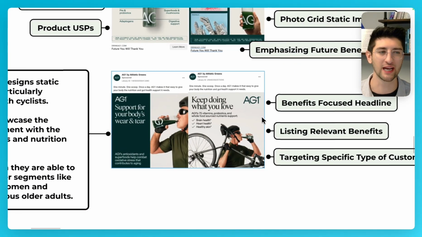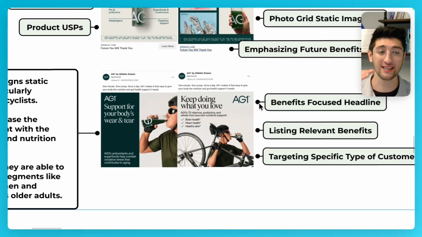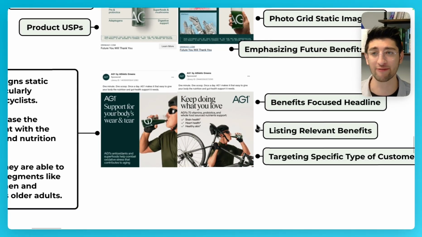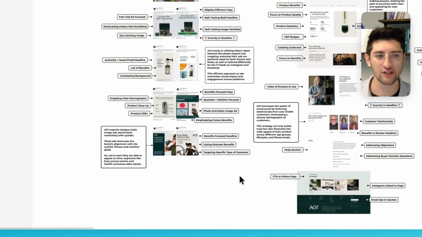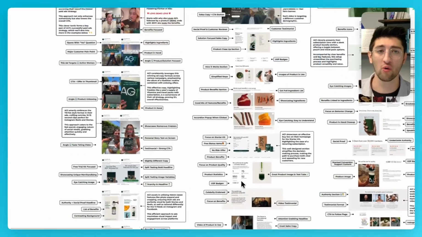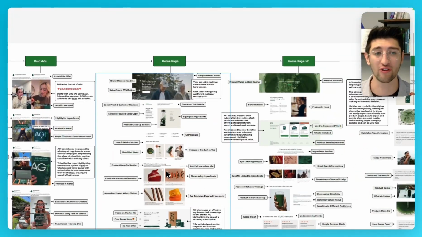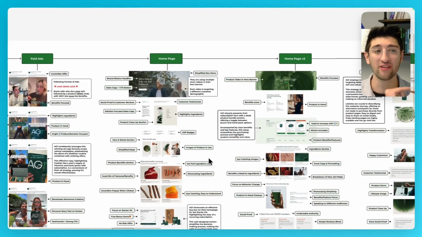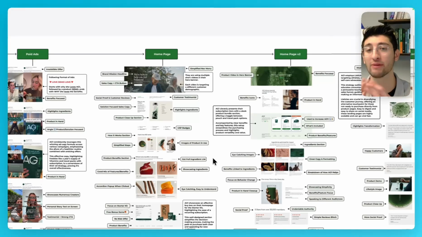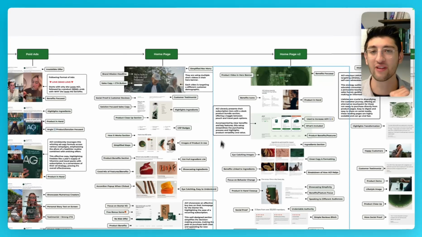And then we're going to do another example for the benefits-focused ad, which lists out relevant benefits and targets a specific customer. And inside these breakdowns, just to show you, we also went ahead and showed not just the ads, but the whole customer journey and the different pages that they're driving traffic to from those ads. Very important for understanding the connection between what the ad is showing, who it's speaking to, and then the offer on the landing page that they're converting on.